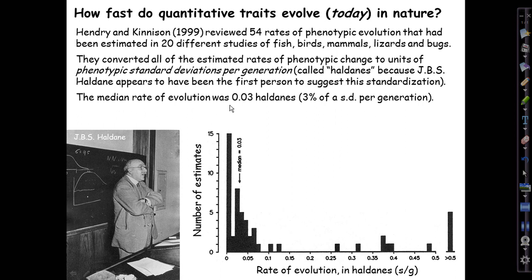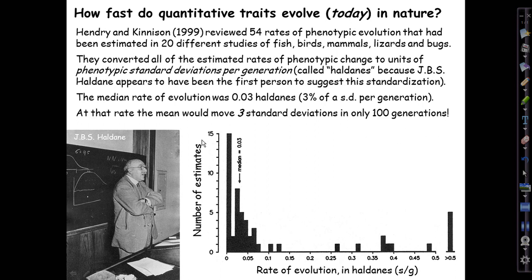The median rate of evolution was about 0.03 Haldanes, that is 3% of a standard deviation per generation. Again, this sounds like not very much, but if maintained at that rate, the mean would move by 3 phenotypic standard deviations, which is to say, way out to the thinnest tails of the distribution in only 100 generations, which may be more than we can stick around to observe, but is just a blink of the eye in evolutionary time.